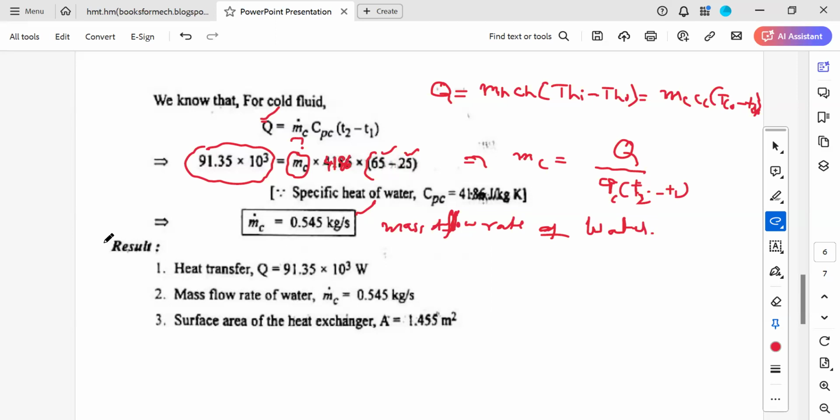Finally, the results we obtained are: Q equal to 91.35 into 10 power 3 watts, mass flow rate of water 0.545 kg per second, and surface area A equal to 1.455 square meters. Thus we calculated all the results. I hope you understand the problem solution.